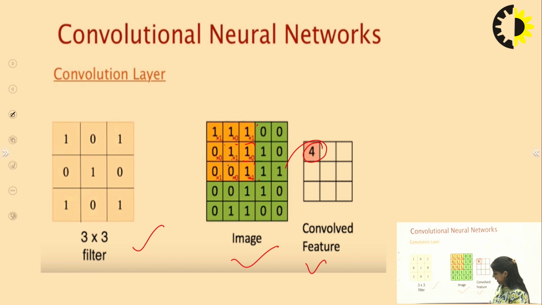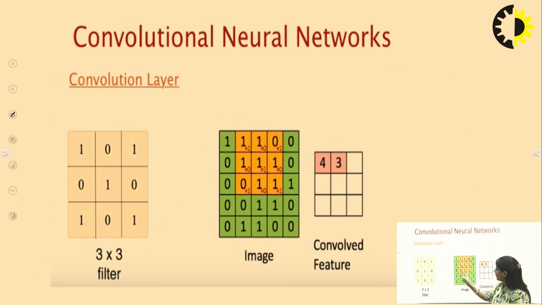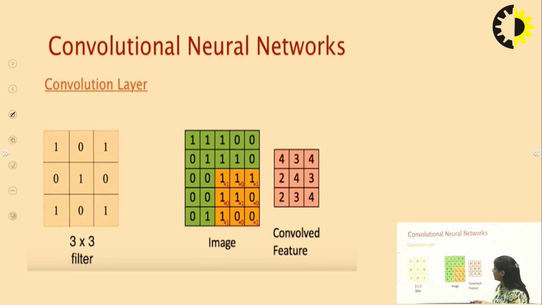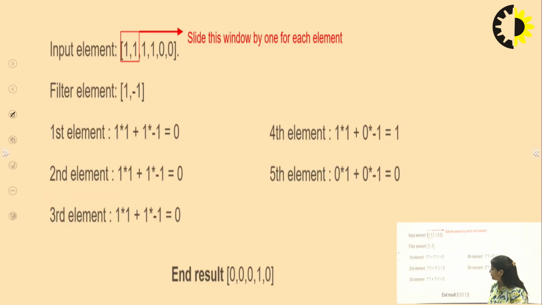After that, we slide the window onto the second pixel and find the dot product and add the values. Similarly, the next window gets the next value, and this one. So what is the image size? It is 5 by 5. After applying the convolution, it will convert it into 3 by 3.